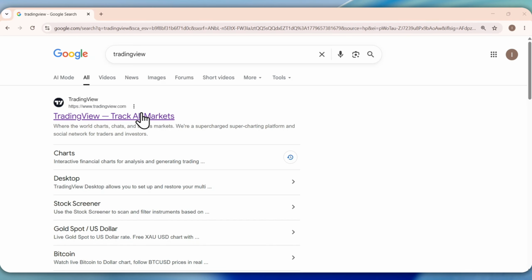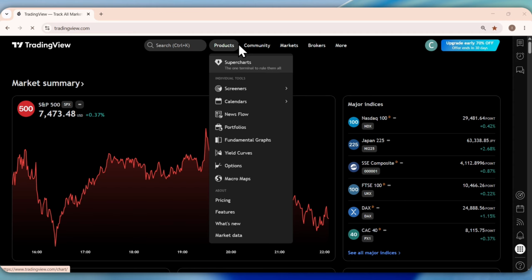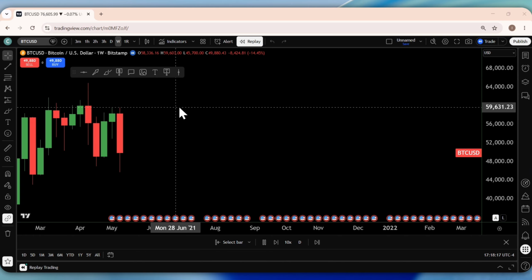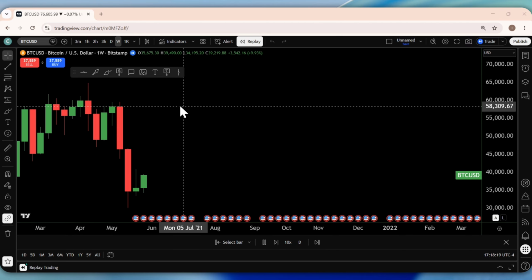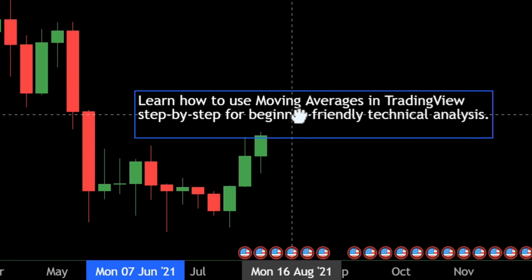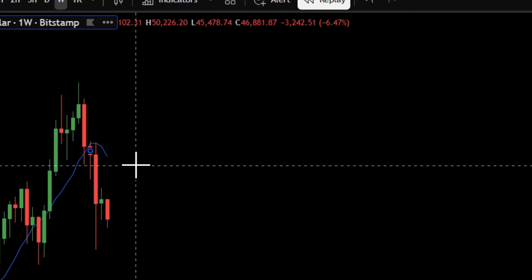Most beginner traders use moving averages the wrong way. They add the indicator to the chart, but never actually understand what it's showing them. In this tutorial, I'll break down how moving averages work inside TradingView, how traders use them to identify market structure and trend direction, and how to avoid some of the most common technical analysis mistakes beginners make.